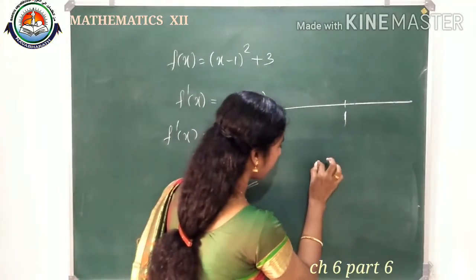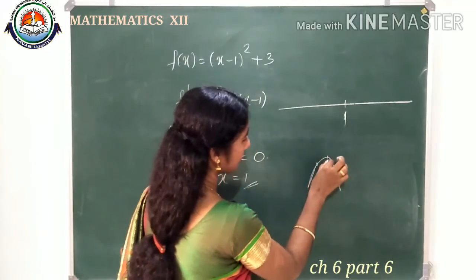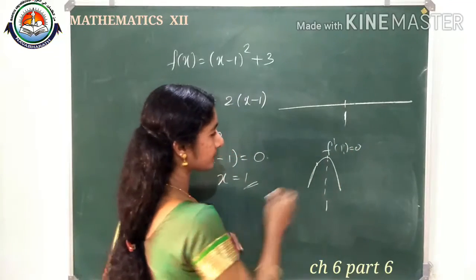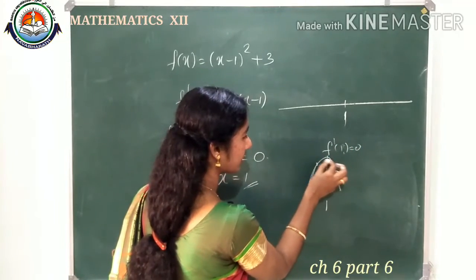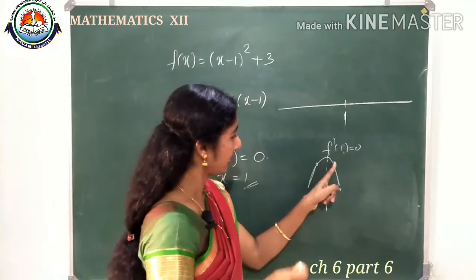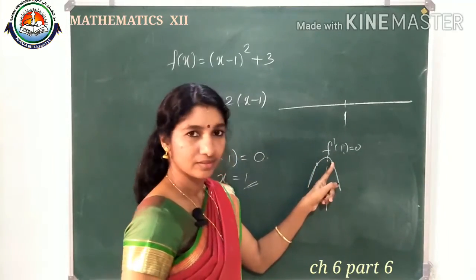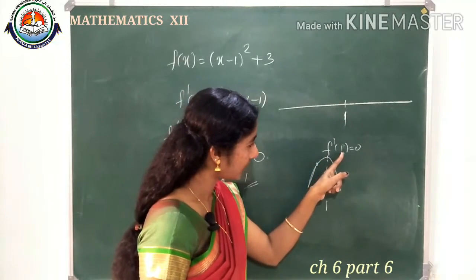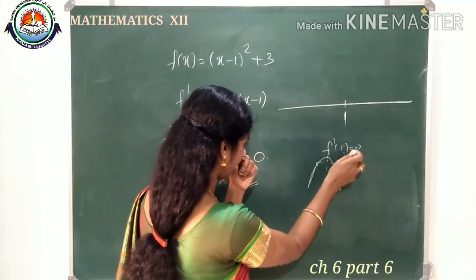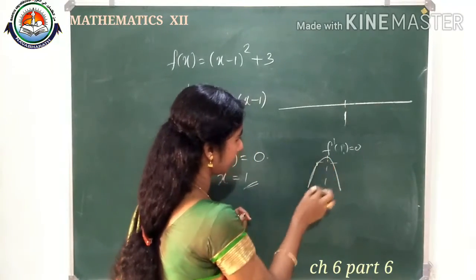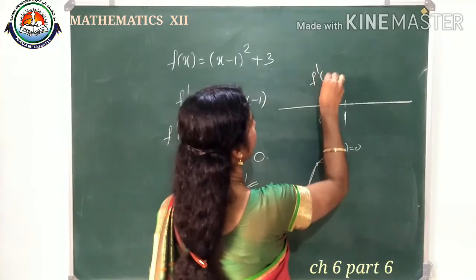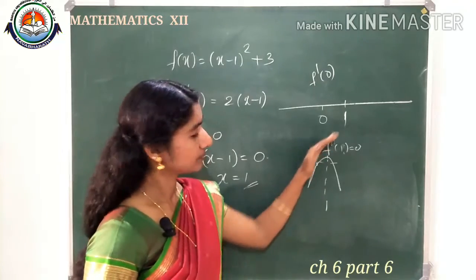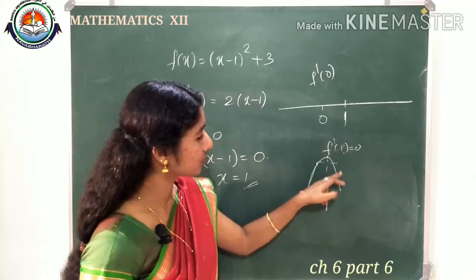See, suppose it's a maximum value. What should we get? At 1 we are getting f dash of x equal to 0. That means f dash of 1 is 0. And the nearest points, means its left side and right side. Suppose we are finding f dash of 0, what should we get? f dash of 0 must be positive and this side should be negative.